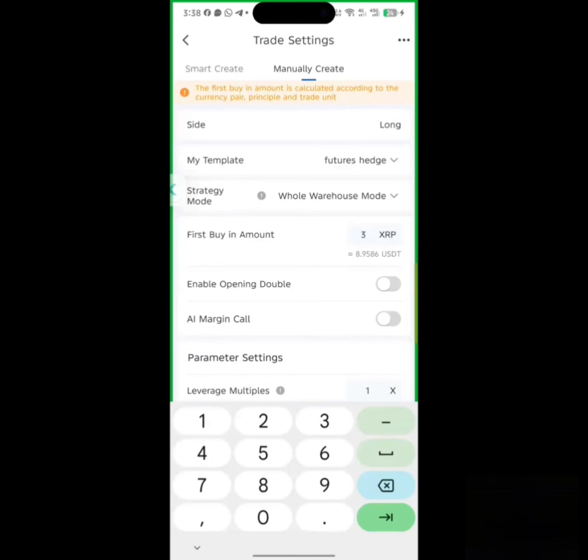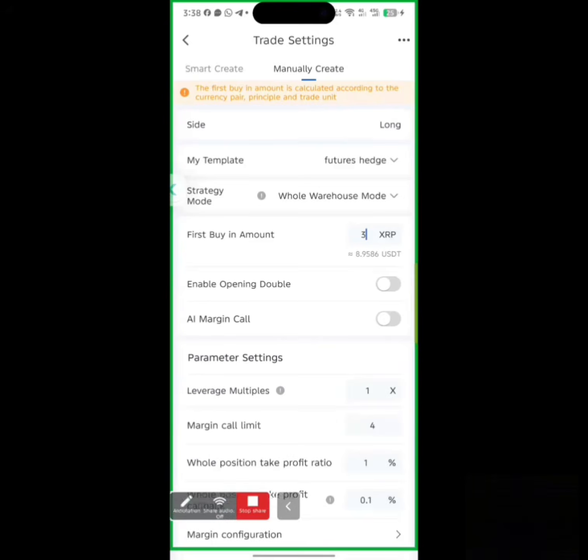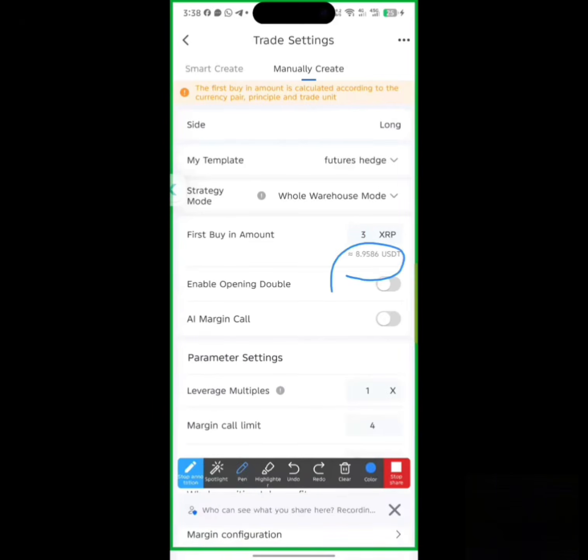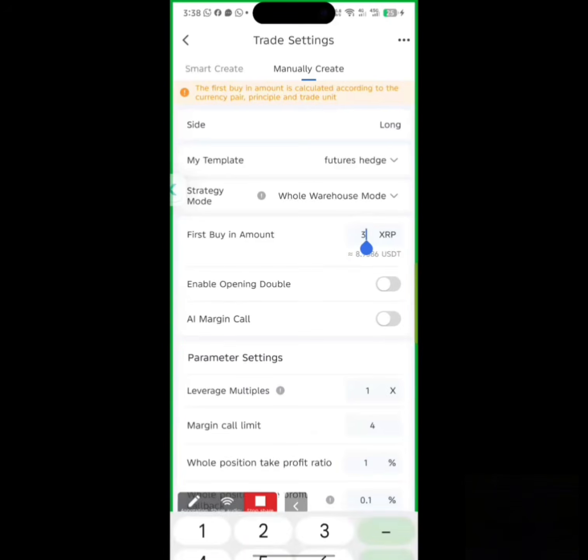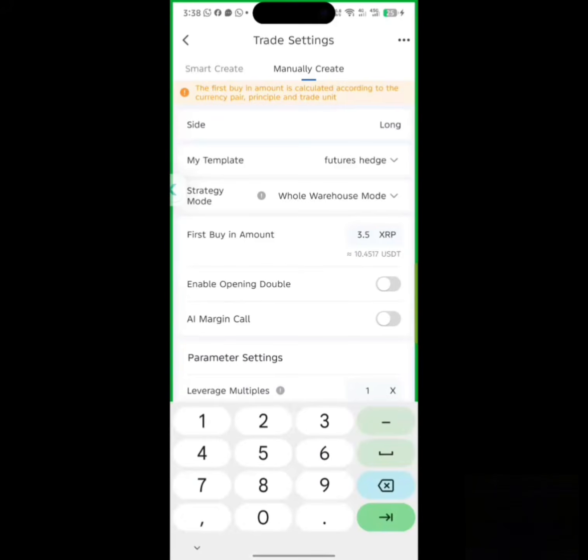So I put 3 here, and 3 says $8.9. Okay, 8.9. But we need $10 to be here because this is USDT. This is what you have in your exchange that you want to use to buy the XRP. So you put there 3, let me put 3.5. 3.5 gives me 10.4. Okay, if I say 3.4, 3.4 gives me 10.1.